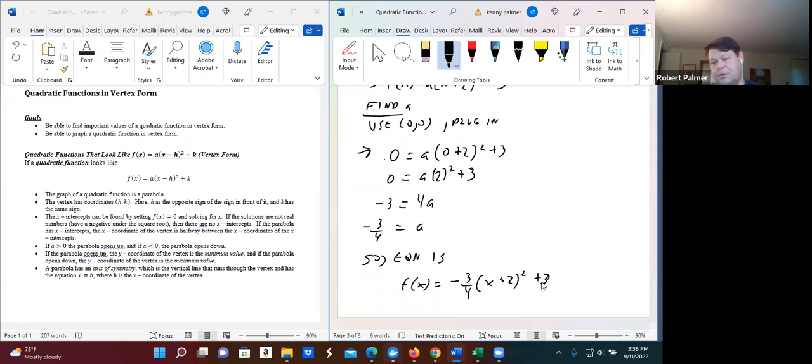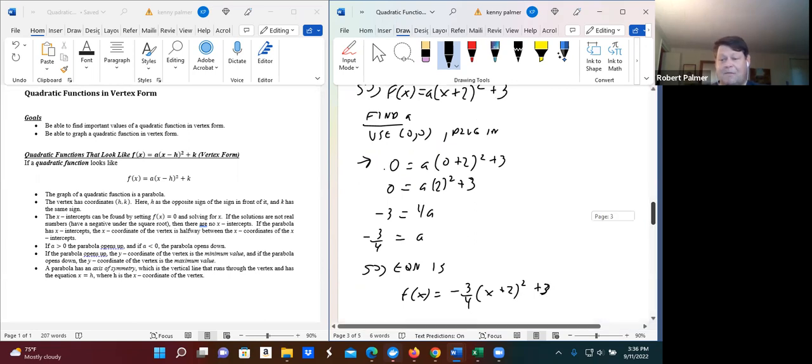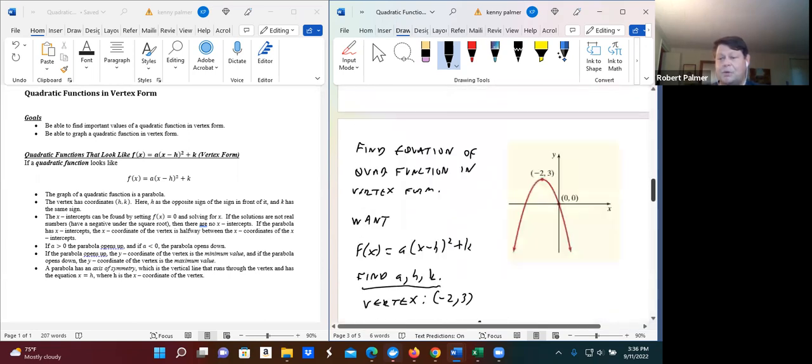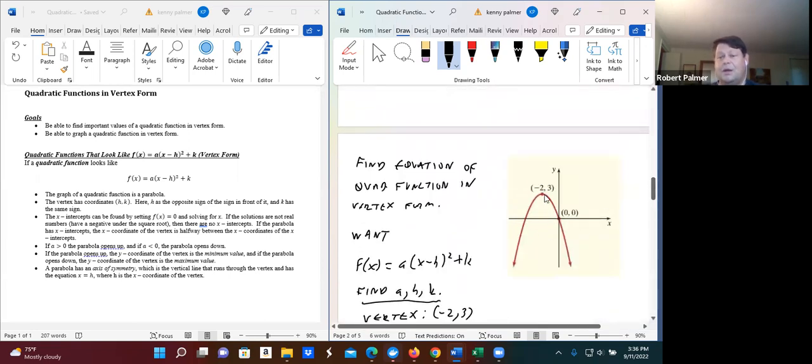Now we can also tell some other things from the graph and also from this once we have it. Of course, once again, since this parabola opens down, 3 is our maximum value. We also have an axis of symmetry that runs right through here, which would be the equation x equals -2. So we can tell some things from the graph itself and also from this. And then we get the equation.